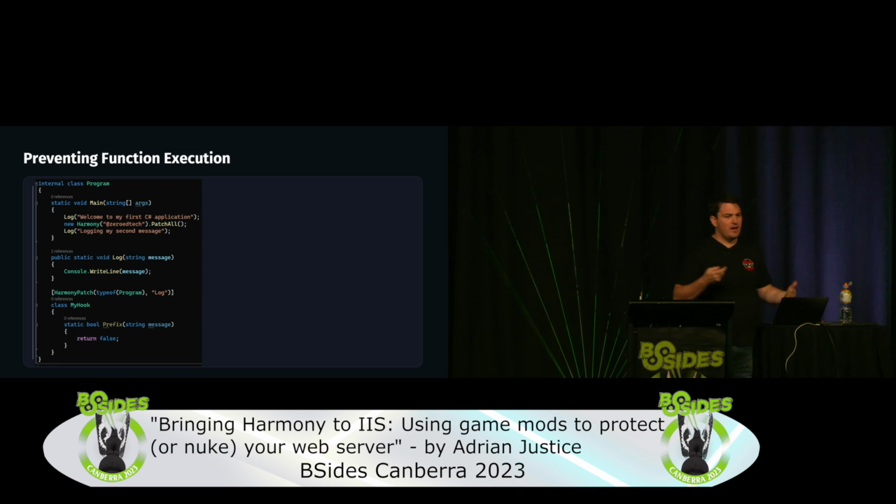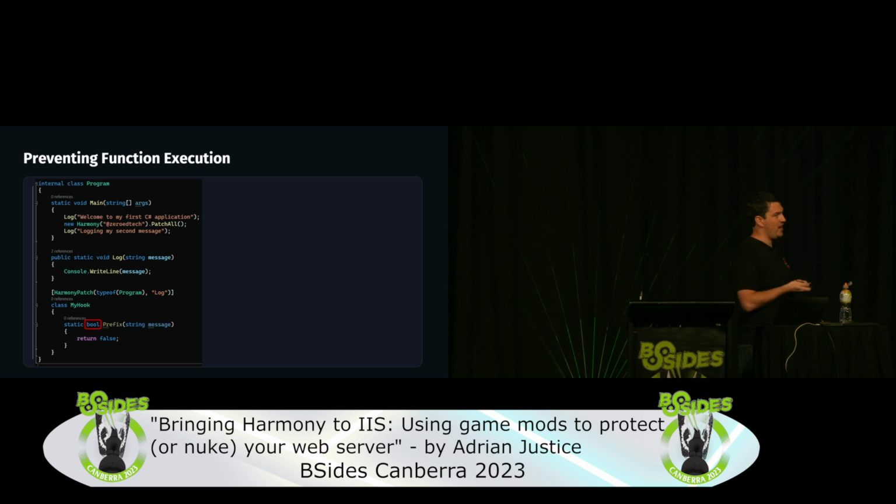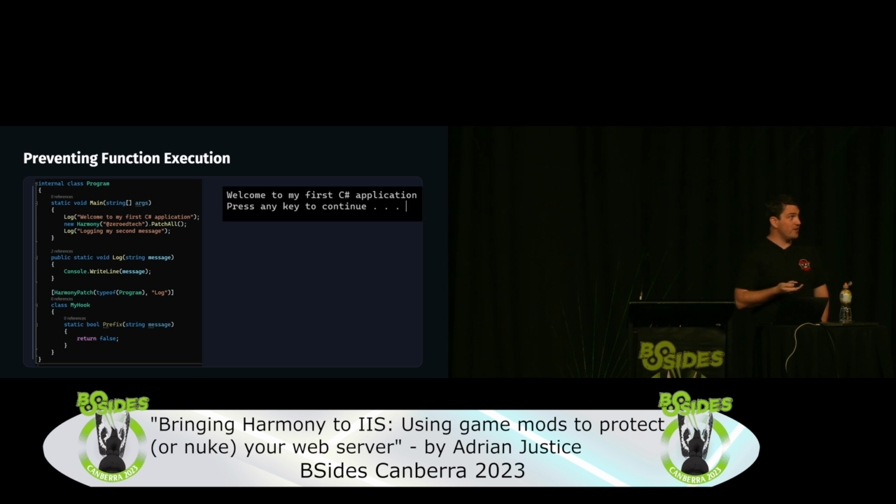Next up, what if we want to just prevent the function from running altogether? So we've been doing a log function up until now. If an admin came along and checked their logs and all of a sudden every single log has been replaced with this static string, that looks pretty sus. It's better if we just don't log anything anymore. To do that, we just change our return type from a void to a Boolean and return false. If we give this a run, we'll see that that second log message is no longer running.